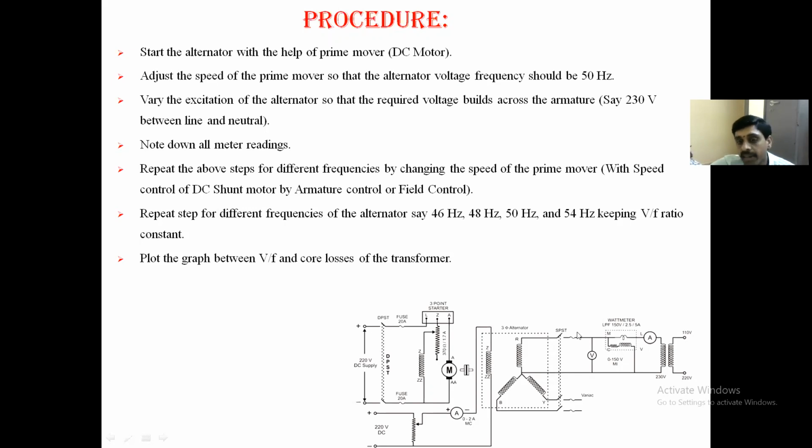Note down all the meter readings by varying this excitation. Repeat, and that means you can vary voltage, you can vary the frequency also. Repeat the above steps for different frequencies by changing the speed of the prime mover. For 46 Hz, 48 Hz, 50 Hz, 54 Hz, for different frequencies, you calculate the V by F ratio, and plot the graph between V by F versus core loss of the transformer.